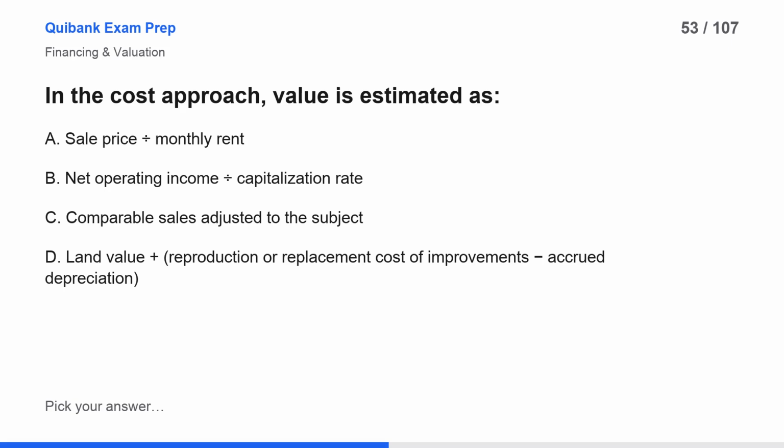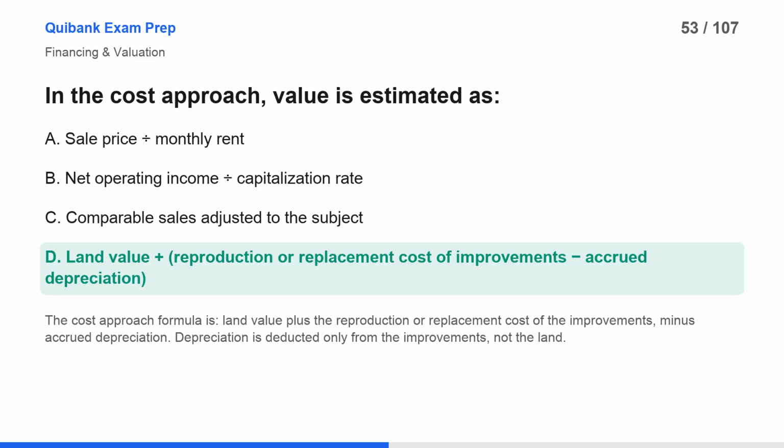Question 53. In the cost approach, value is estimated as A. Sale price divided by monthly rent. B. Net operating income divided by capitalization rate. C. Comparable sales adjusted to the subject. D. Land value plus reproduction or replacement cost of improvements minus accrued depreciation. The answer is D. Land value plus reproduction or replacement cost of improvements minus accrued depreciation. The cost approach formula is land value plus the reproduction or replacement cost of the improvements minus accrued depreciation.